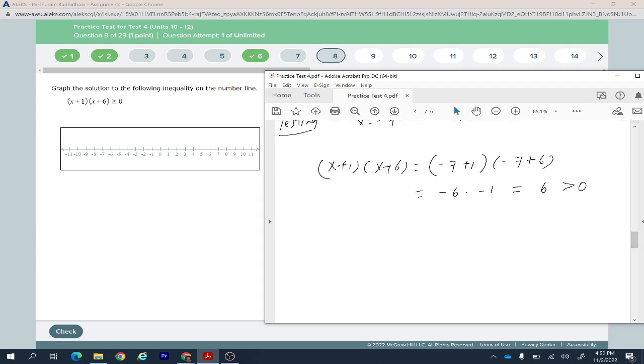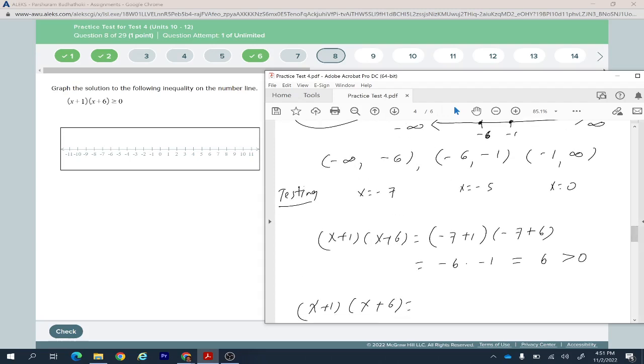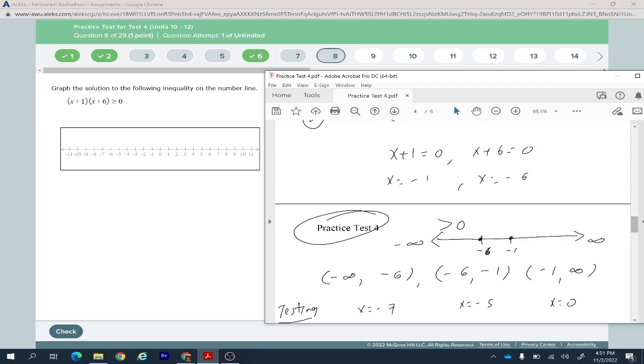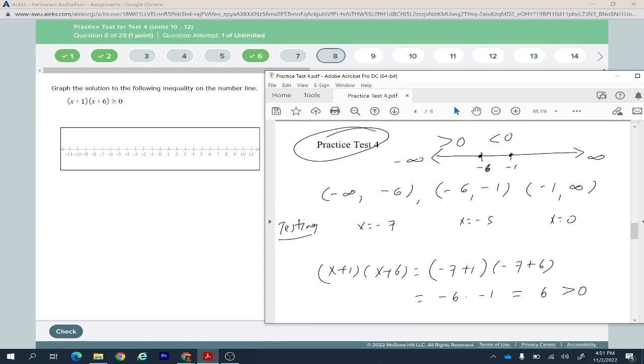By doing the same thing, I'm going to calculate x plus 1 times x plus 6 at the next testing point, which is -5. That gives me -5 plus 1, -5 plus 6, which is -4 times +1, which is -4. So here, the product will be negative. If I put x equal to 0, that gives me the product positive.